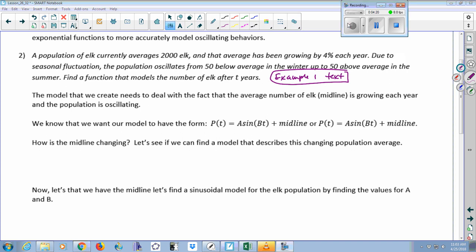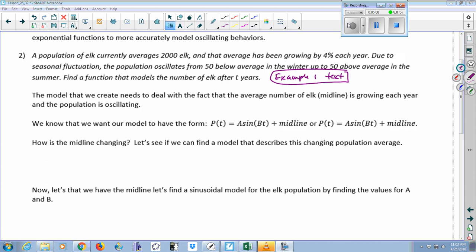Okay, so first of all, we're seeing this idea of average, or mean, and previously we didn't see that word. In terms of our sinusoidal functions, what represents the average? The midline. So this is just another way of talking about your 50 elk above the midline and 50 elk below. That's how the population is oscillating. Now back in 6.5, we never would have had more elk or rabbits or deer or whatever more than 2,000. That would have been our maximum.